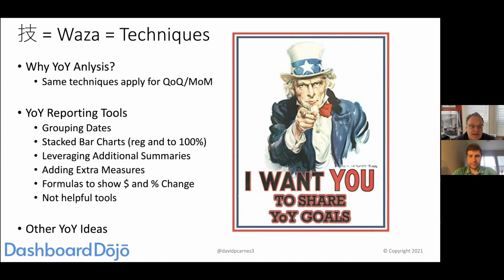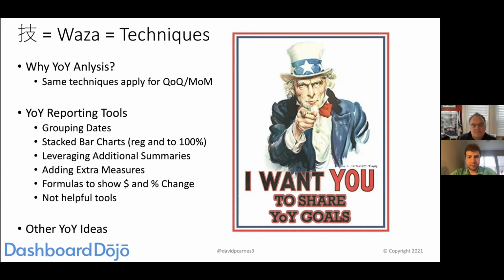goals. What I thought to talk about today, really specifically, to Cullen's request, is grouping dates and taking advantage of some of the grouping capabilities that we have. I also thought to talk about, once you've grouped that data, some other ways to look at it, such as stacked bar charts that you can stack up to 100% to show the proportion. And if you show that over time, it's interesting to look at. We'll talk about leveraging additional summaries.